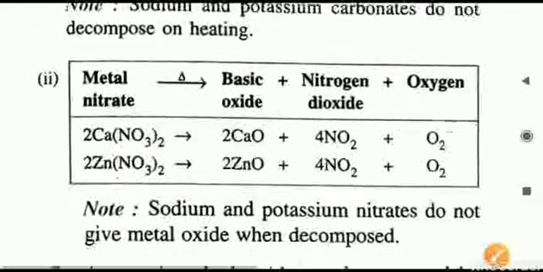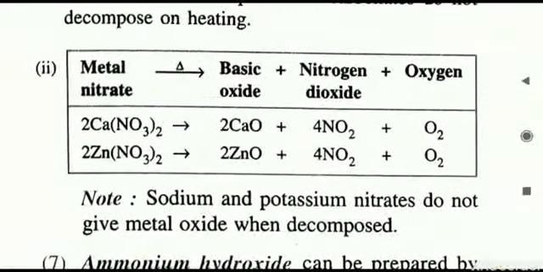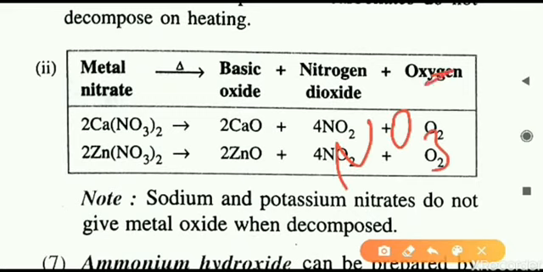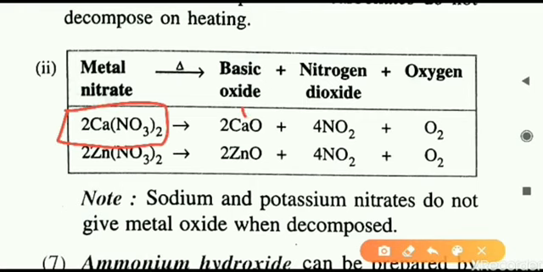on heating. The last reaction for preparation is given here, that is the case of metal nitrates, that is NO3 minus, the nitrate ion, NO3 negative radical. So here we can see the example. Here also it is decomposition only. A bigger compound on heating breaks down into smaller compounds.